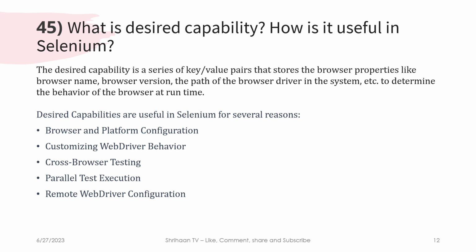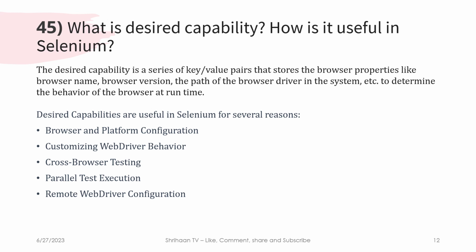And one more is parallel test execution. We can do parallel test execution by using desired capabilities to configure the WebDriver instances in different threads or processes. Each WebDriver instance can be customized with specific capabilities to execute tests concurrently on different browsers or platforms. This is one of the reasons we use desired capability for parallel test execution.